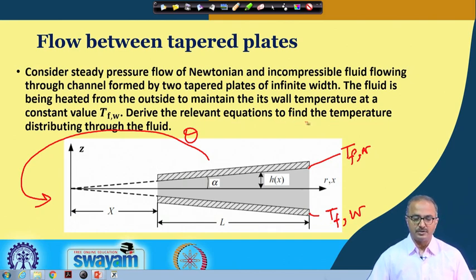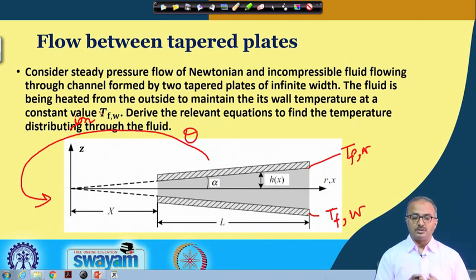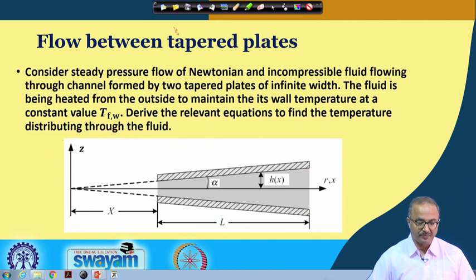So derive the relevant equations to find the temperature distribution through the fluid. Now because the fluid is moving, even to find the temperature distribution you have to consider the energy balance equation, and in the energy balance equation we have the inertial term that is due to the flow of the fluid. So if we want to find the temperature distribution, we should also know the velocity profile that will dictate the temperature distribution.